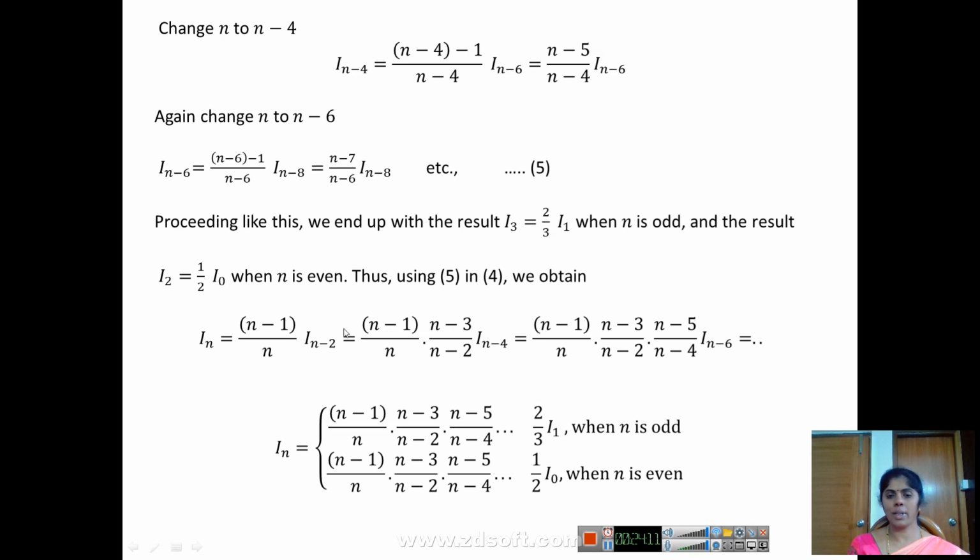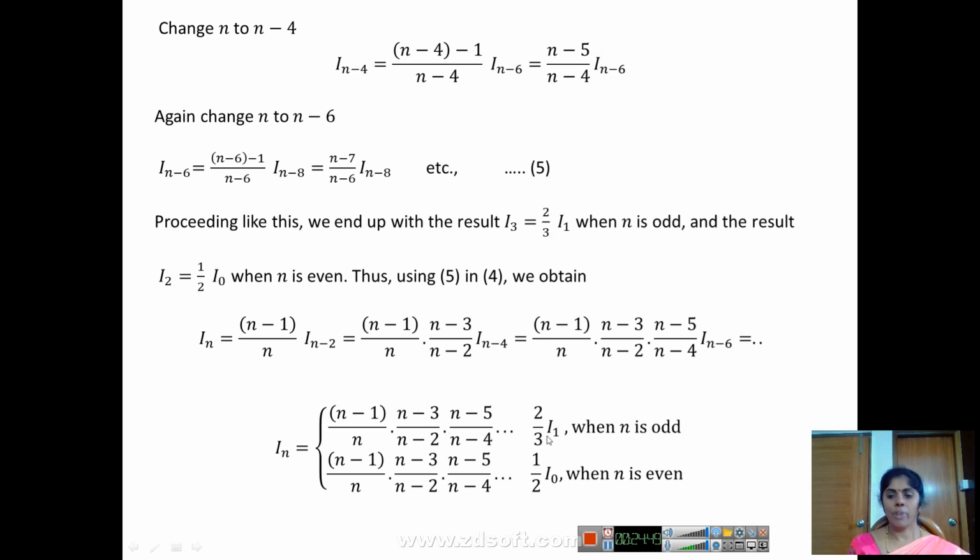This we can write: I_{n-2} can be taken as (n minus 3) whole divided by (n minus 2) into I_{n-4}. I_{n-4}, again we can write (n minus 5) divided by (n minus 4) into I_{n-6}. Again we can write the I_{n-6} value. If I continue the terms, the result is I_n equals (n minus 1) divided by n into (n minus 3) divided by (n minus 2) into (n minus 5) divided by (n minus 4) up to I1 when n is odd, up to I0 when n is even.